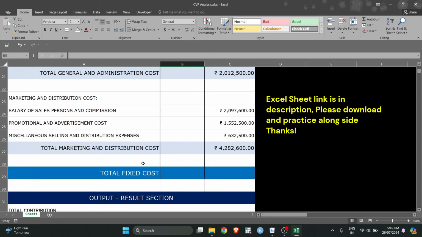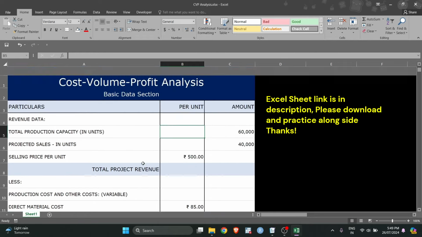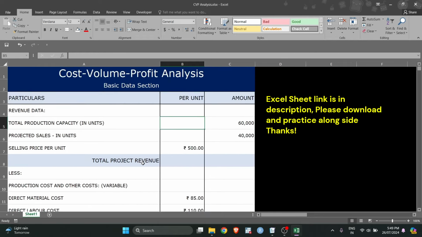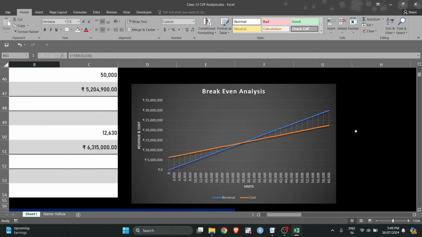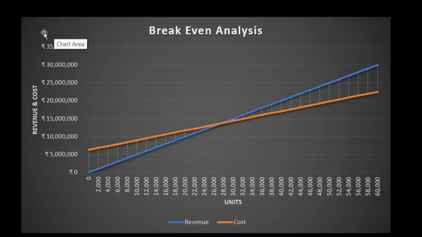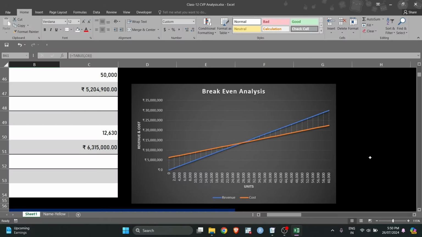One thing to note is that CVP assumes that my sales price, variable cost, and fixed cost are all constant. Although in real life, if you buy in bulk, then sometimes you get a trade discount. So this is just an assumption, and it will have no impact on our analysis, at least in this Excel. By the end you will be seeing this beautiful graph, where my revenue is equal to cost and my profit is equal to zero. So let's begin how to do it.